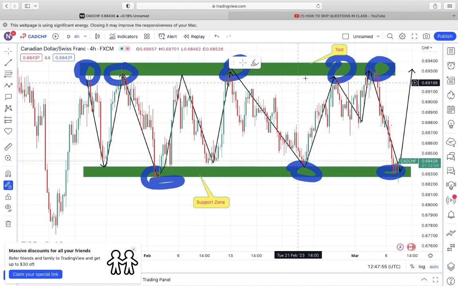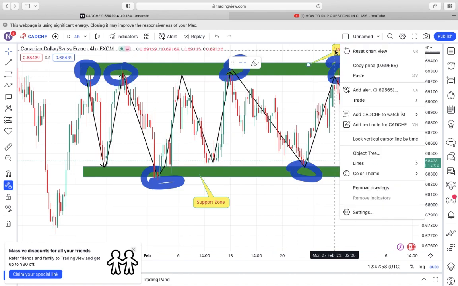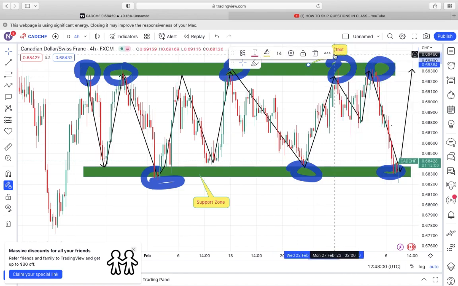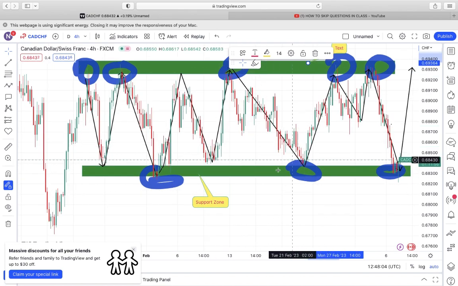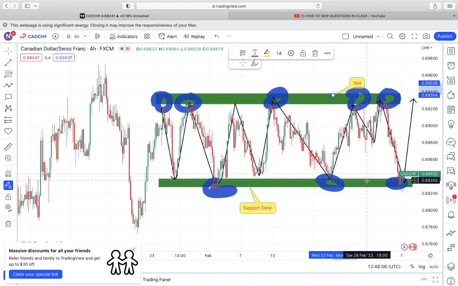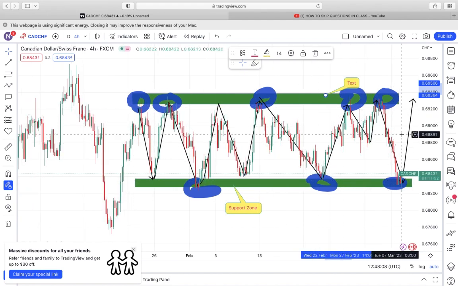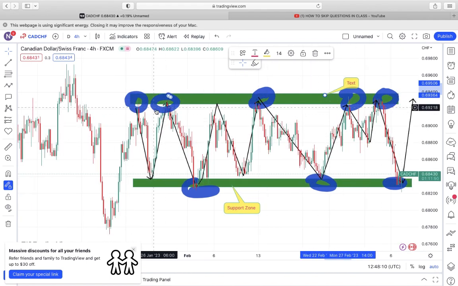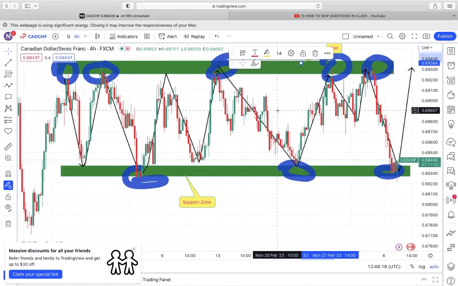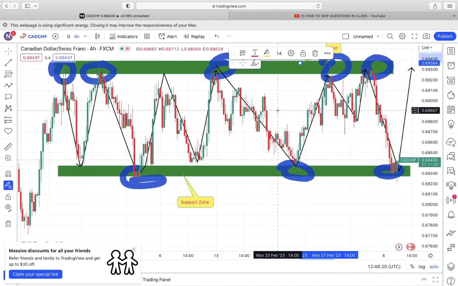This is a resistance zone. Even though I have not written it, I know you can see that this is a resistance zone and this is a support zone. Now this market is on a channel, and the reversal points are here. The reversal points are here.